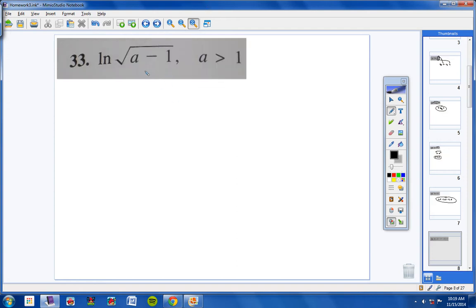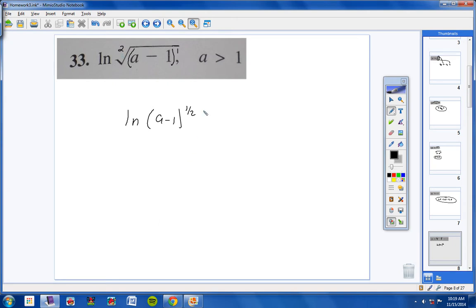All right, now, here's what we have, guys. Be very careful on this, okay? We have the natural log of parentheses a minus 1 to the 1/2 power. Because this entire expression here on the inside is to the 1 power. Anything is to the 1 power. And I have a 2 right here.